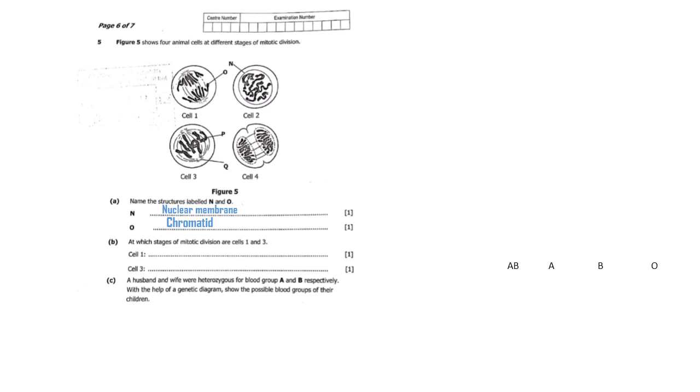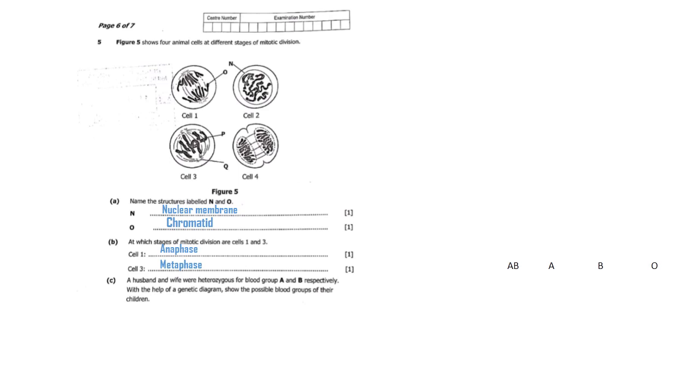B. At which stage of mitotic division are cells 1 and 3? So we are looking at cell 1 and 3. So cell 1 is at anaphase, cell 3 is at metaphase. Let's carry on.